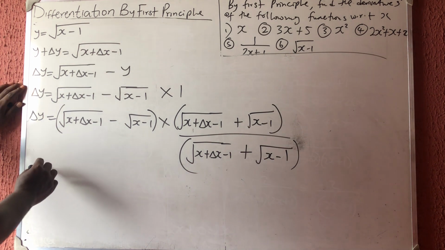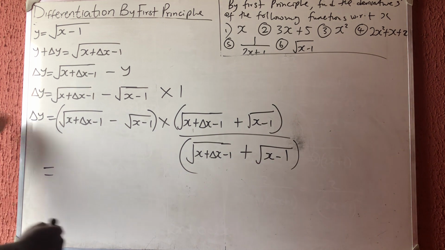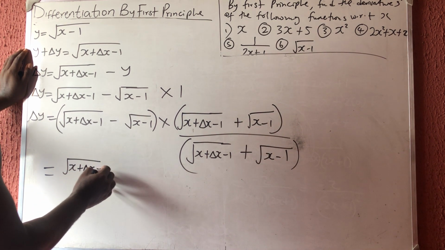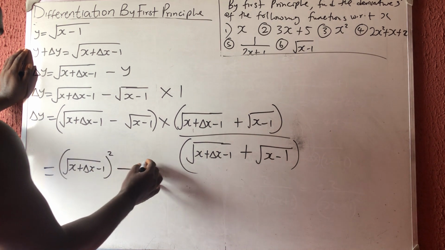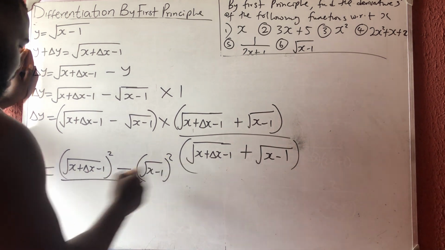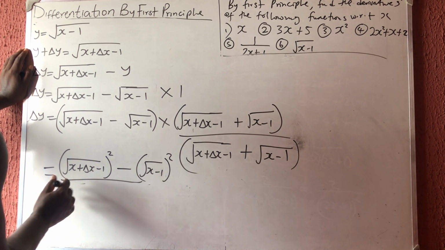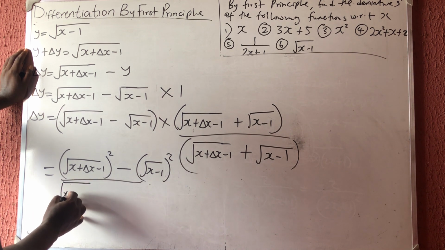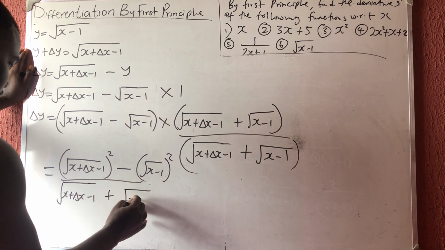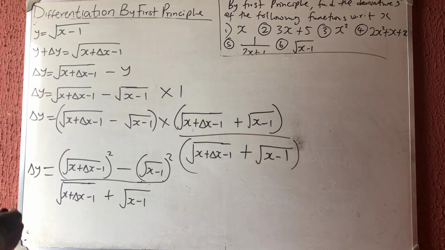So why I need to do that is, when I multiply, you know that this is now a difference of two squares. And difference of two squares means the first person all squared, x plus change in x minus 1 all squared, minus the other one squared, x minus 1 all squared. Then all over, what is now remaining here is the square root of x plus change in x minus 1 plus the square root of x minus 1.